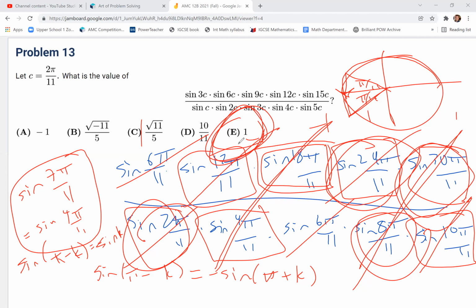So kind of an interesting problem, right? It just requires you to know these little rules about sine, not necessarily trig identities, but just little properties of sine, using basically the unit circle.